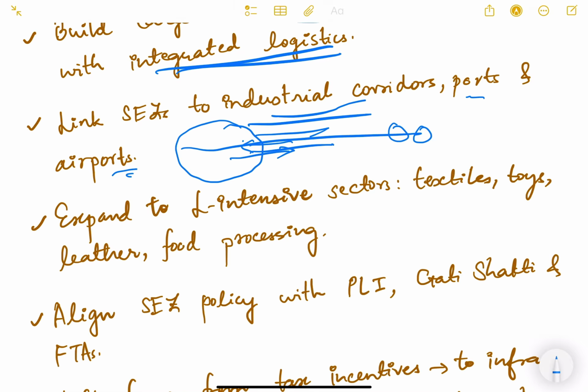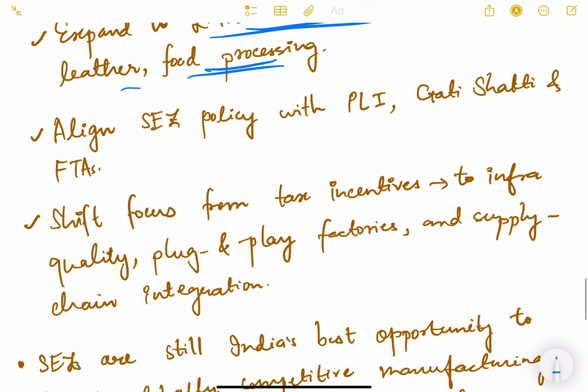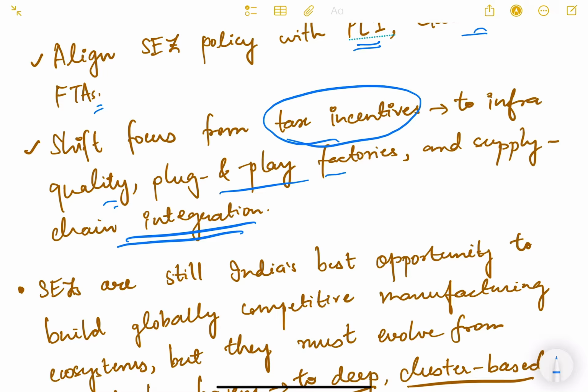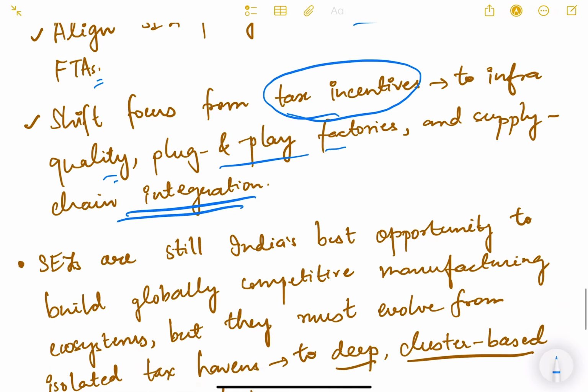And we need to expand it to labor intensive sectors like textile, toys, leather and food processing. We have to align SEZ policy with the PLI, that is production linked incentive policy, Gati Shakti and FTAs. We have to shift focus from tax incentives to infrastructure quality, plug and play factories and supply chain integration. The more you make life easy for the investor, for the owner of the factories, the more successful it will be. Even if you give a lot of tax incentives, if other things like infrastructure quality are not available, then people will not come and invest.